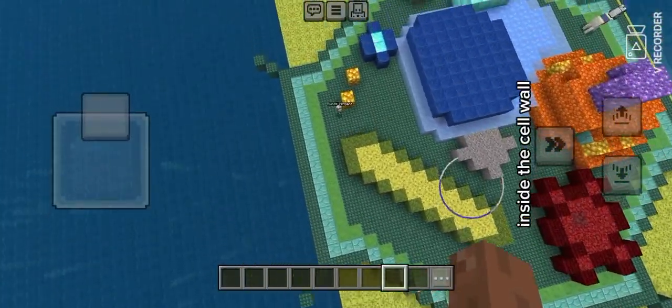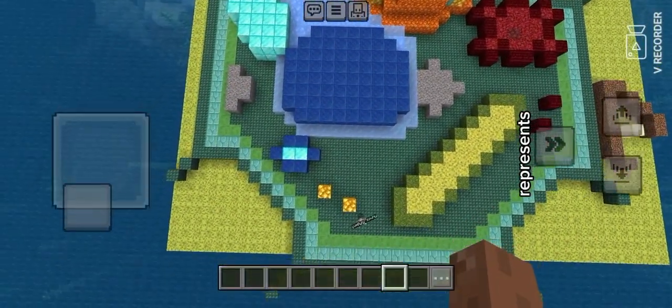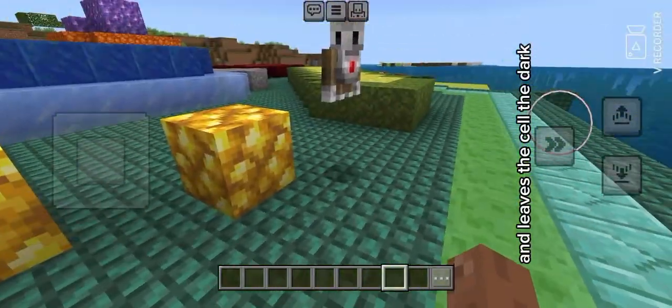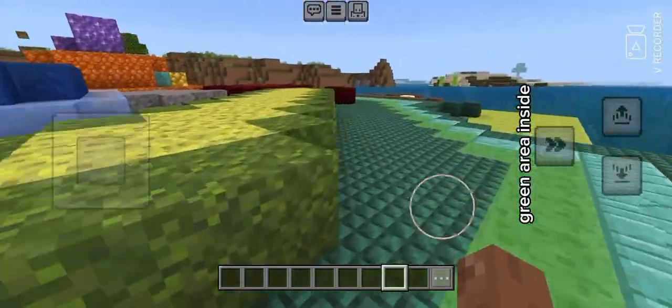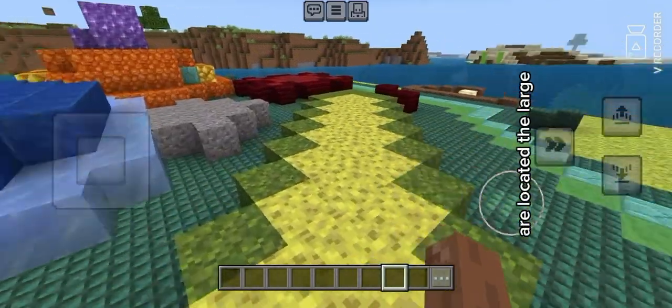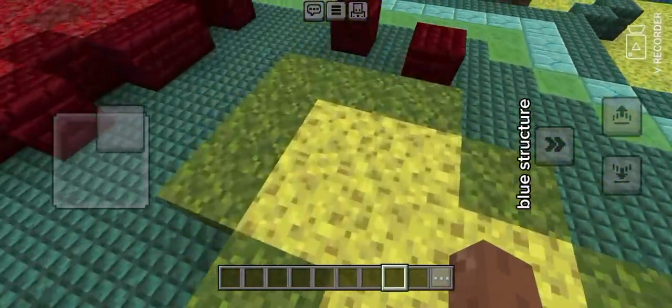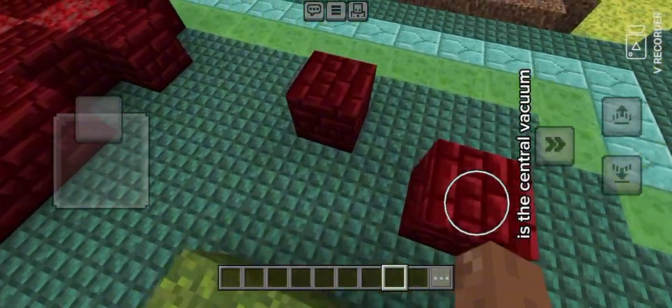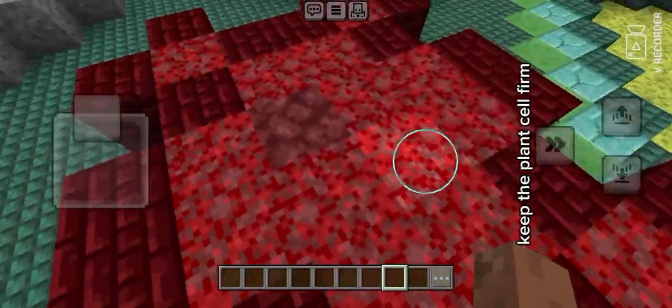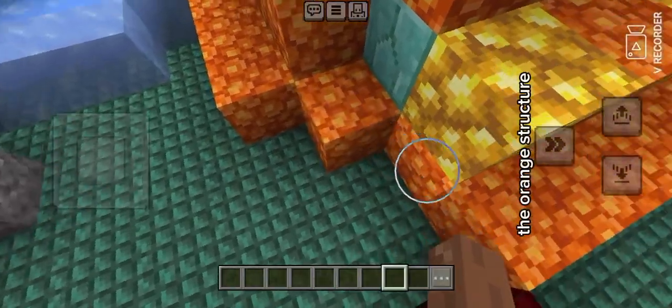Inside the cell wall, the light green layer represents the cell membrane, which controls what enters and leaves the cell. The dark green area inside is the cytoplasm. This is the fluid where all the organelles are located. The large blue structure in the center is the central vacuole. It stores water and helps keep the plant cell firm.